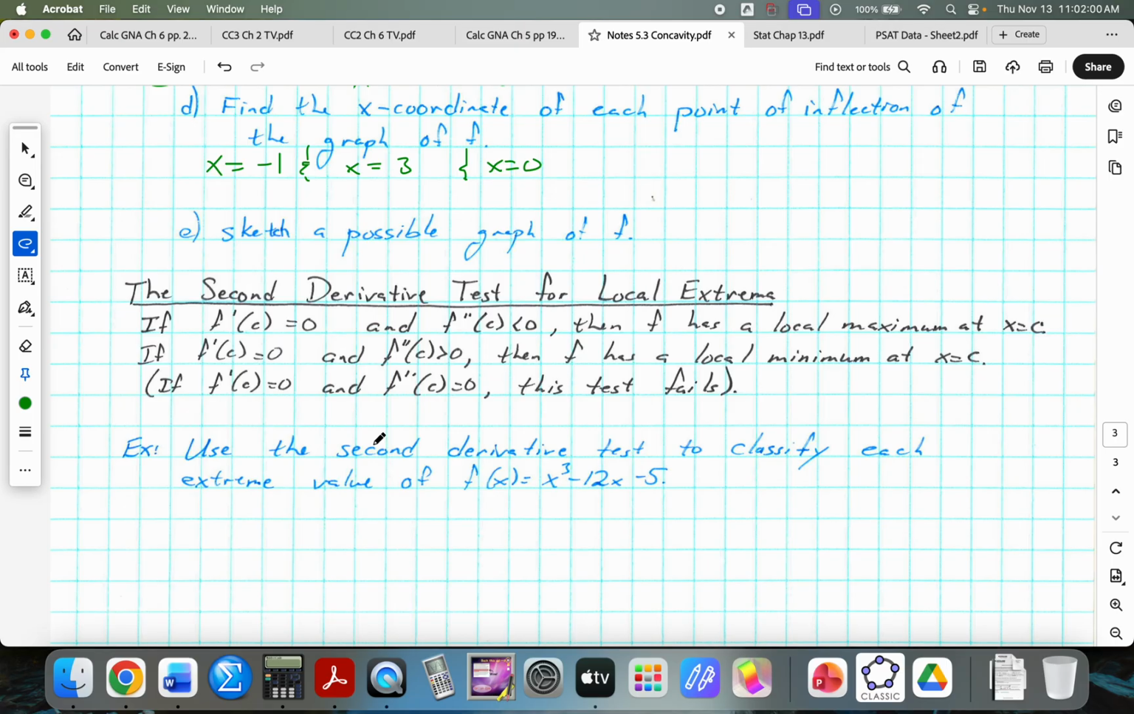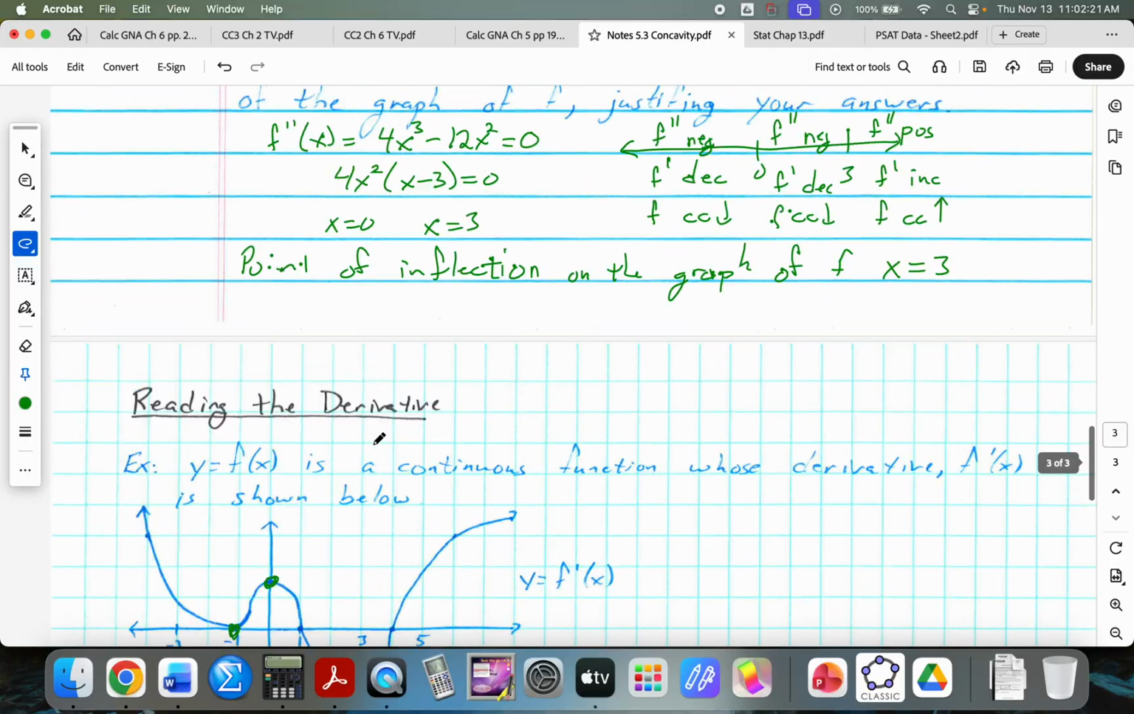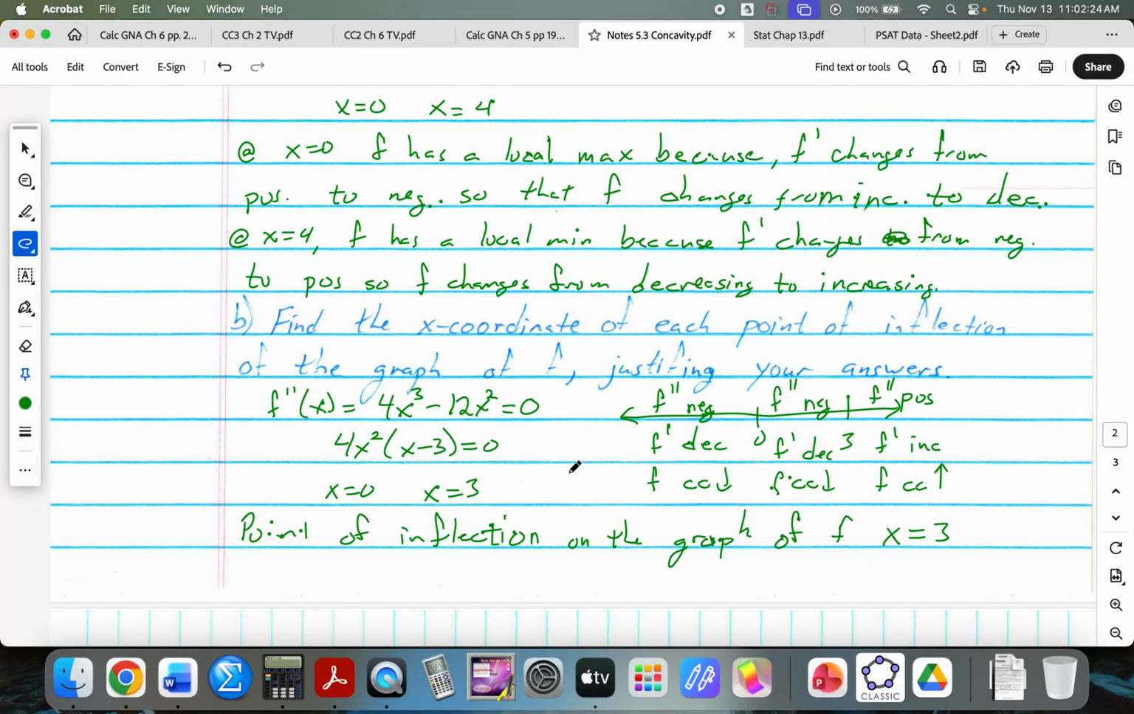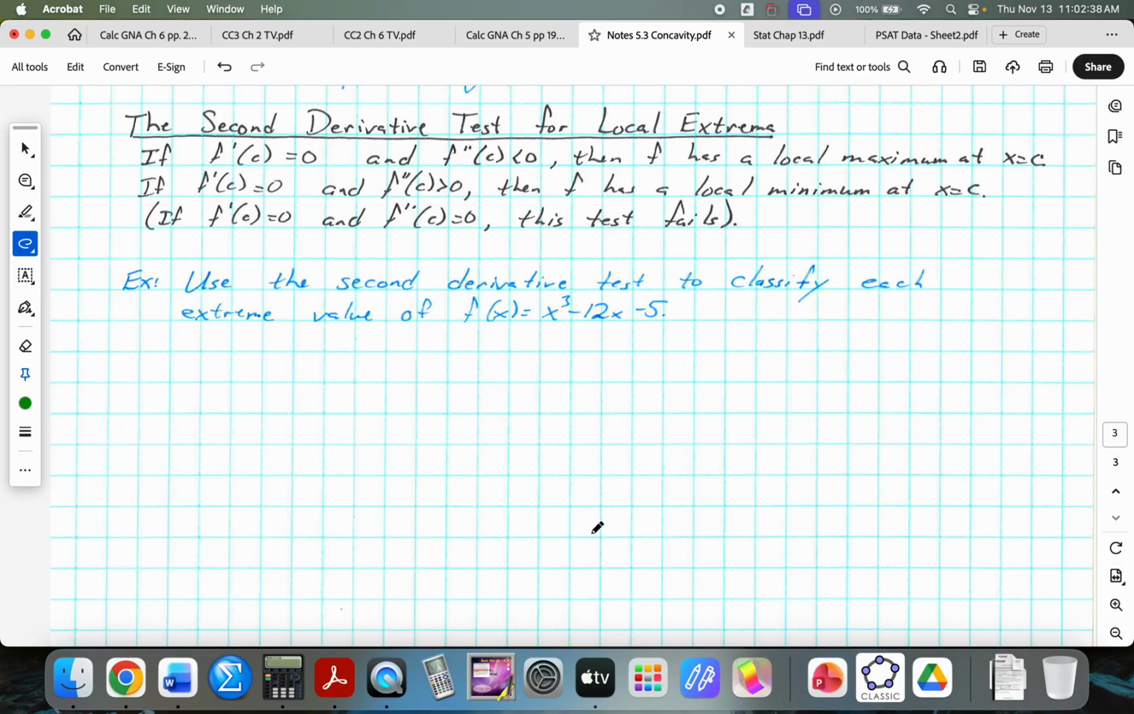We have the first derivative test for local extrema, which says that if f prime changes from positive to negative, f has a local maximum, and if f prime changes from negative to positive, f has a local minimum. There is also a second derivative test for local extrema. This is not the second derivative test. Yes, we are using the second derivative, but it's not the second derivative test. The second derivative test isn't about finding points of inflection. Students occasionally conflate the two.